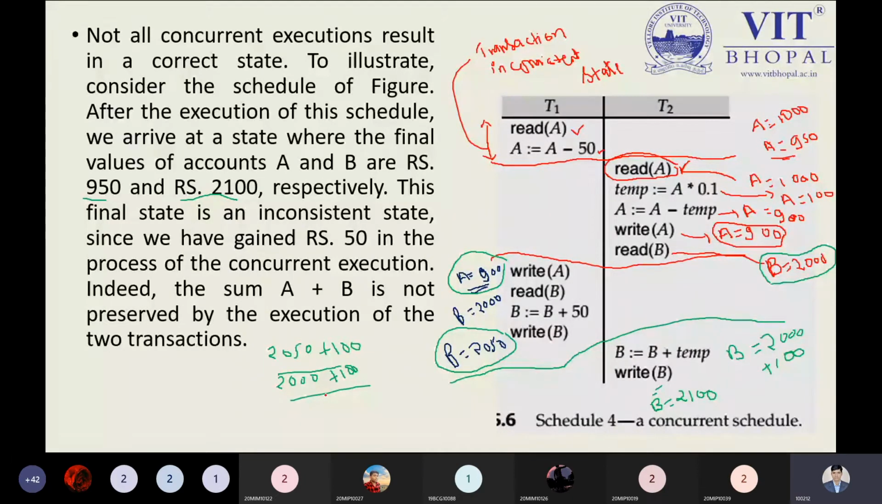Temporary value I'm getting, so it will give the 10% of the 1000 value. So I'm getting 100 rupees. And now I'm just subtracting the 100 rupees from A's account. So what I will get is 900 rupees, as already mentioned over here.